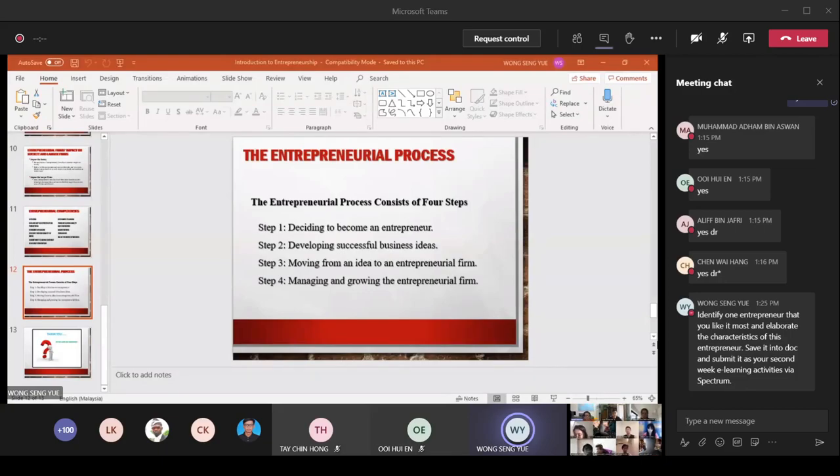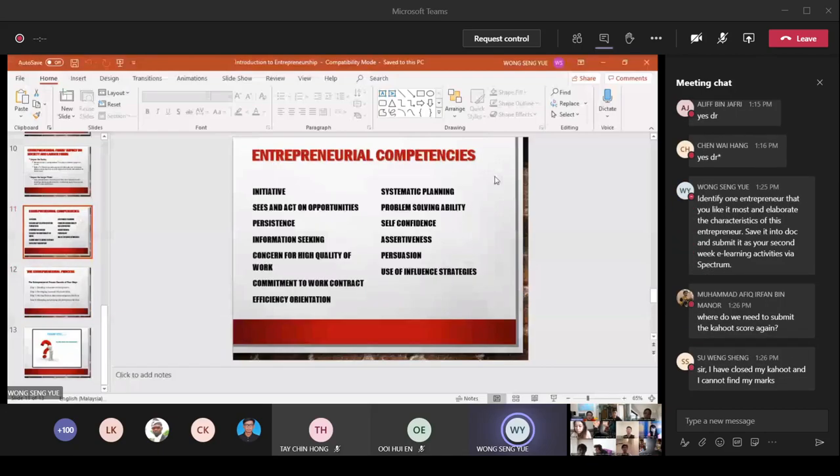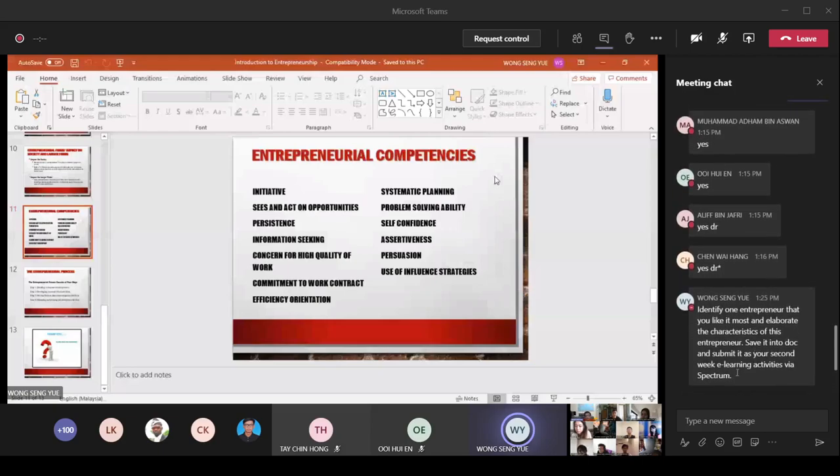I give an example here. To me, I like Bill Gates. Because of Bill Gates, I studied and completed my bachelor degree related to computing and technopreneurship. At the same time, I also learn and identify the characteristics of this entrepreneur. By referring to this slide, there are a lot of entrepreneurial competencies. After you identify the entrepreneur that you like most, you try to analyze: does this entrepreneur come with initiative? Will this entrepreneur always seize and act on opportunities? Will he or she always have systematic planning?